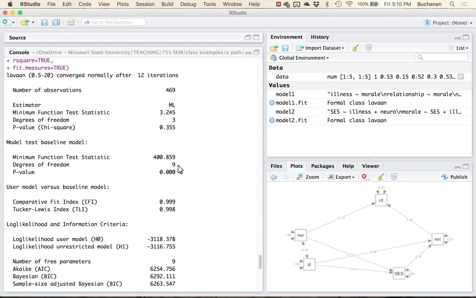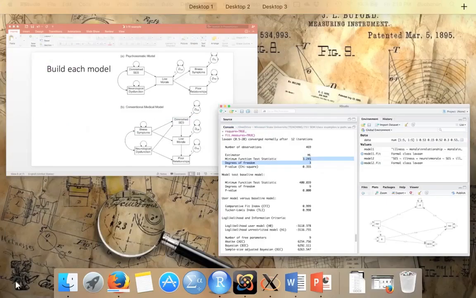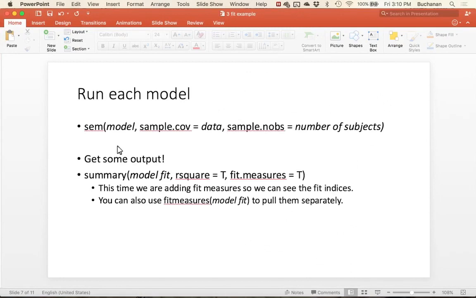It is a slightly different model pathwise. So the degrees of freedom are still going to be the same because it's saying no paths are significant, but the fit statistic will change for the baseline model between the two. That doesn't matter so much for our purposes, but that's why it's different. So I'm going to fill in 3 and 3.245.